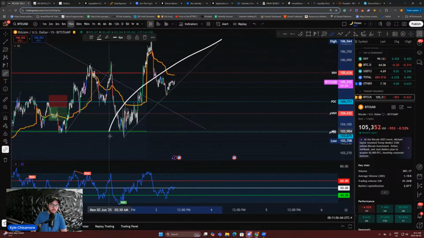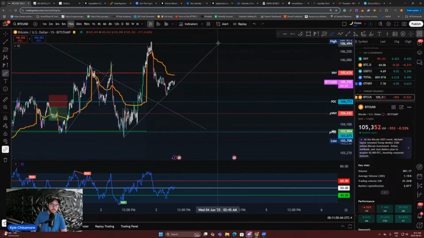And I don't mean short when this breaks. I mean set an alarm for when this breaks, and then see what the structure looks like, find your key level, and then trade off the break of the key level. So that's what we're kind of waiting for.